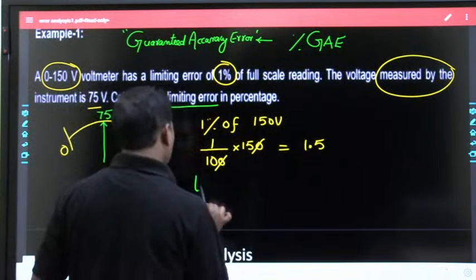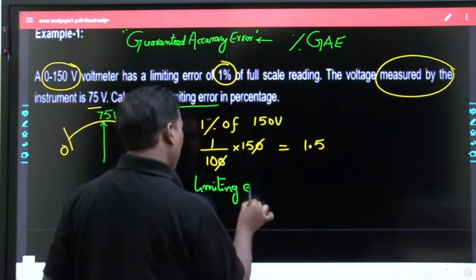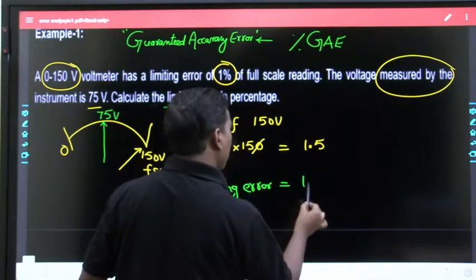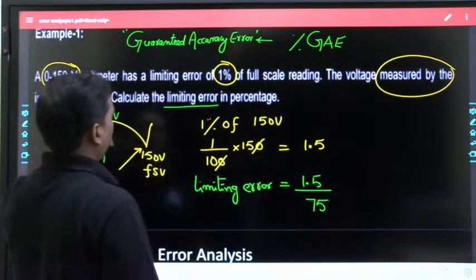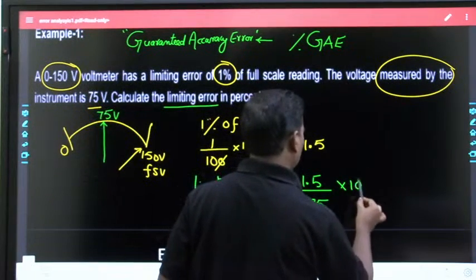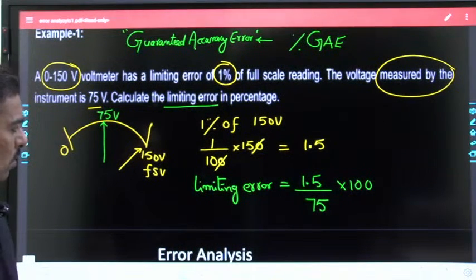So limiting error means measurement value minus true value, that is error. Error expressed over the limited value, which is 75, into 100. So what is the answer? 15 by 10. How much is the percentage? 1.5 by 75 into 100.